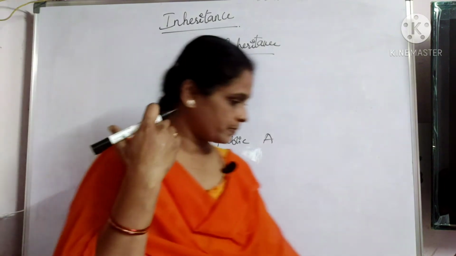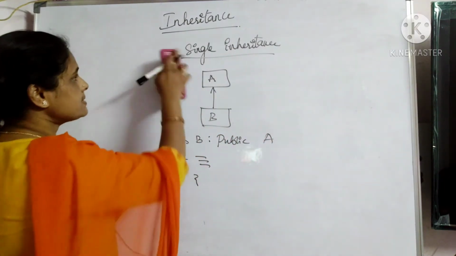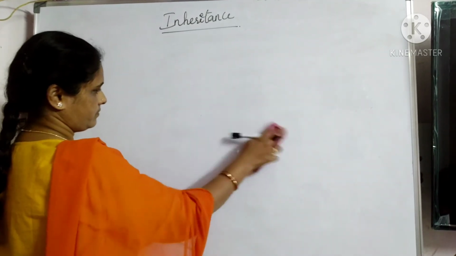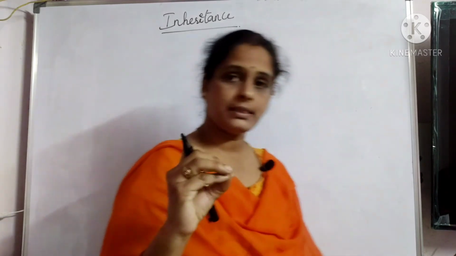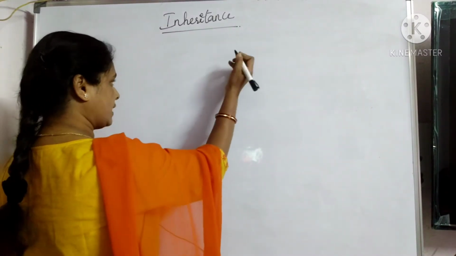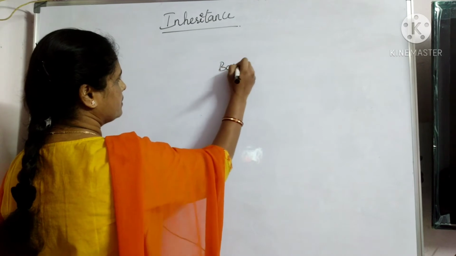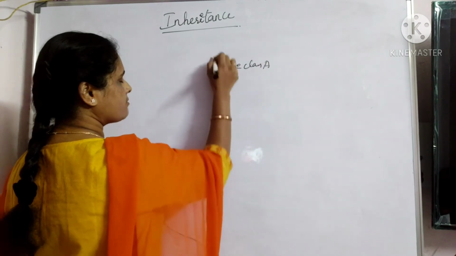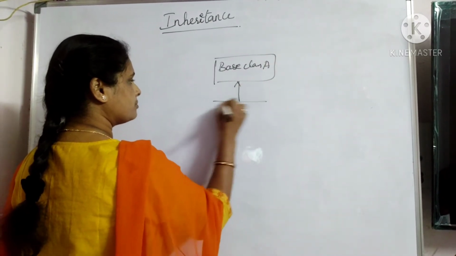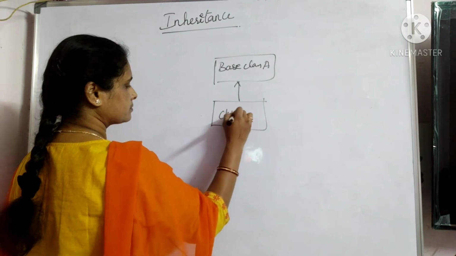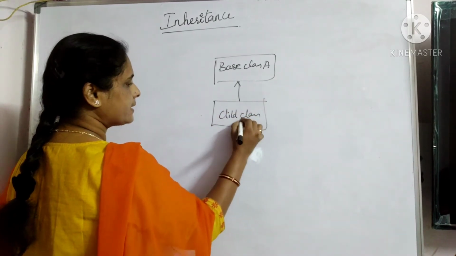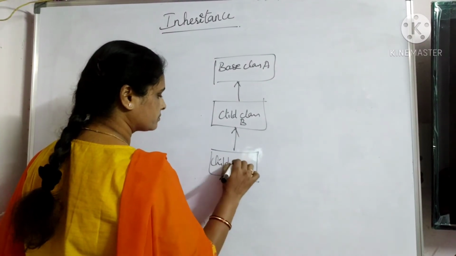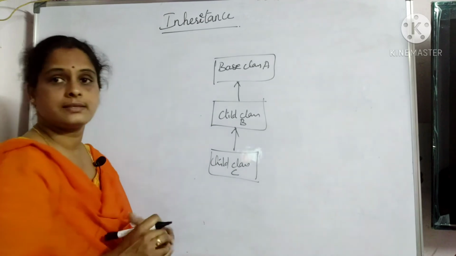Coming to multi-level inheritance. In multi-level inheritance, you will have a base class, A. From that, a child class, suppose B. And you have one more child class, C.